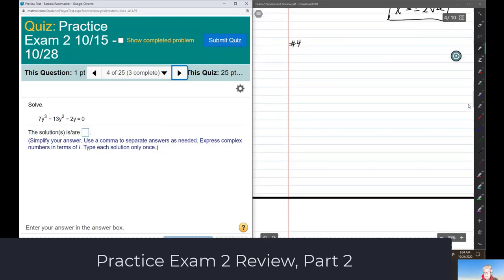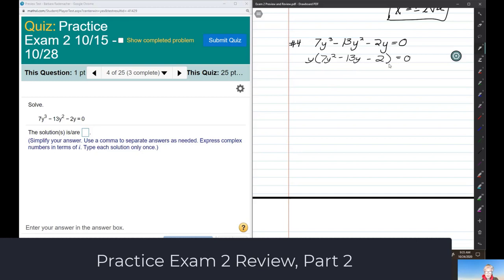So here's our problem. y to the third minus 13y squared minus 2y equals 0. I'm just making it worse. There. Okay. The first thing I see is that there is a common factor of y in every term, and that that is the only common factor. So y times 7y squared minus 13y minus 2 equals 0.